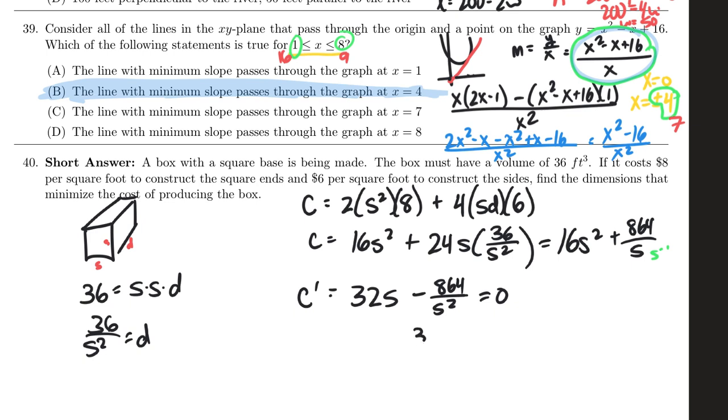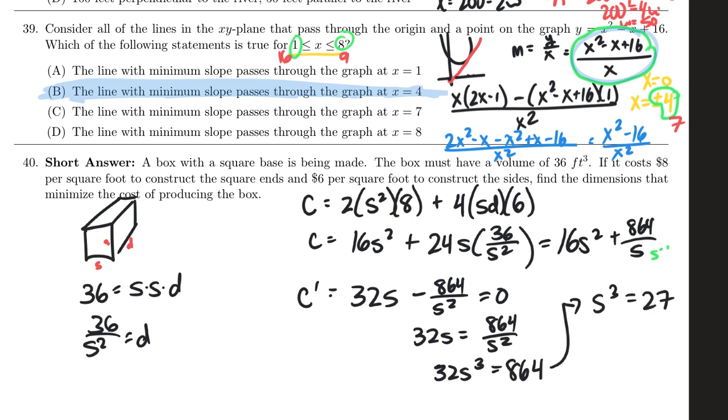So I would do 32s equals 864 over s squared. Multiply both sides by s squared. That gives me 32s cubed equals 864. Dividing by 32, 864 divided by 32 is 27. So now s cubed equals 27. And s equals 3.